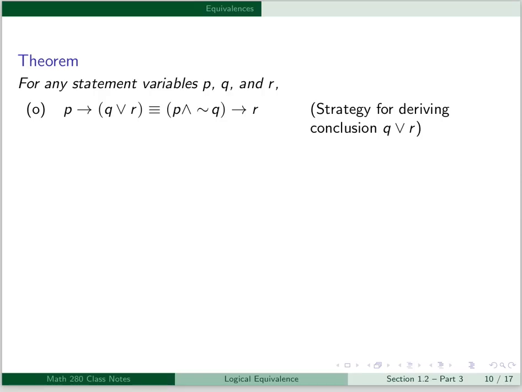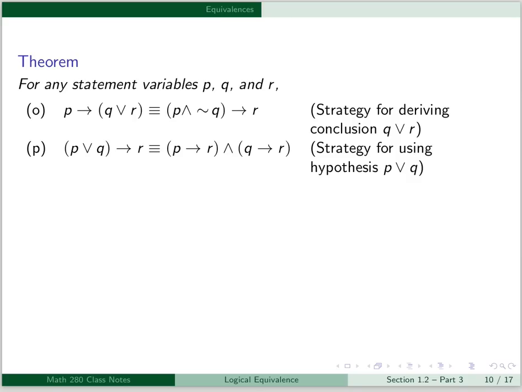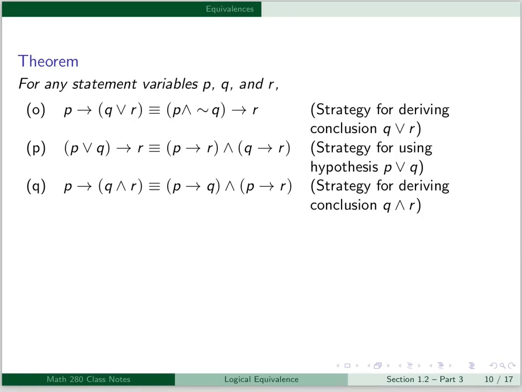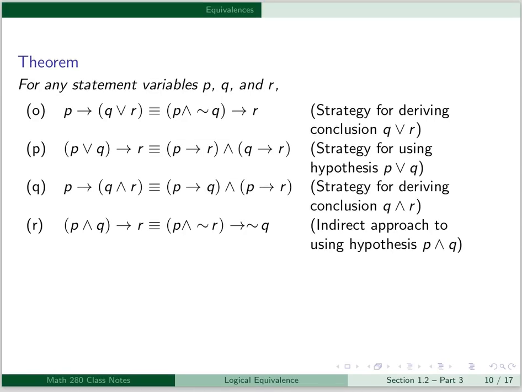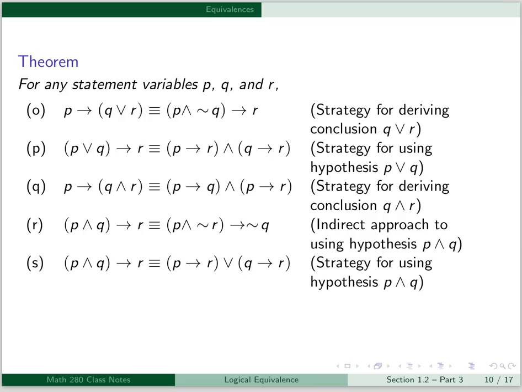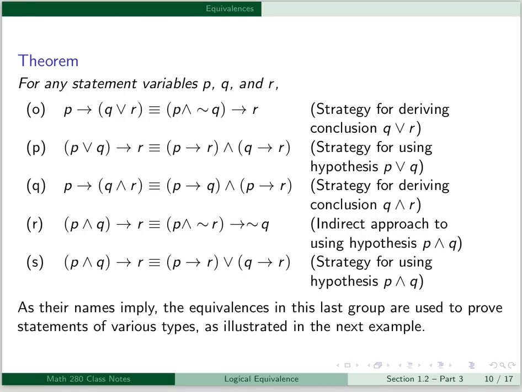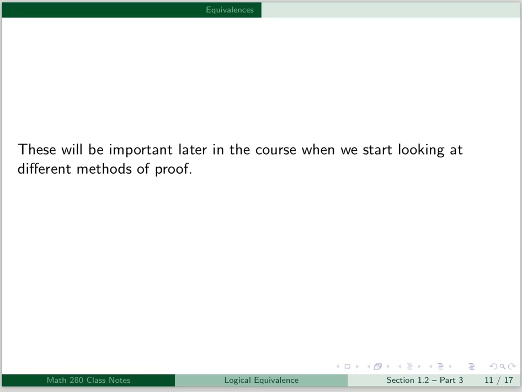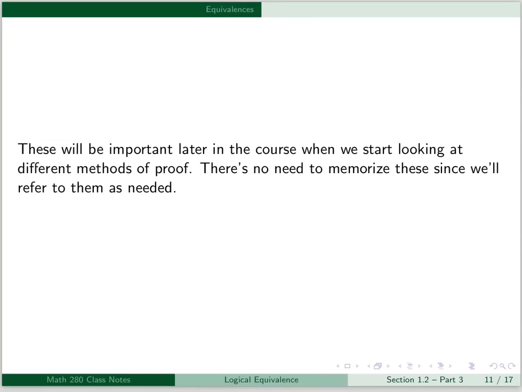Next we have five equivalences that are used in proofs. So we have a strategy for deriving the conclusion, Q or R, strategy for using the hypothesis, P or Q, the strategy for deriving a conclusion, Q and R, an indirect approach to using the hypothesis, P and Q, and the strategy for using the hypothesis, P and Q. As their names imply, the equivalences in this last group are used to prove statements of various types, as illustrated in the next example. These last 5 will be important later in the course when we start looking at different methods of proof. There's no need to memorize these now since we'll refer to them as needed.